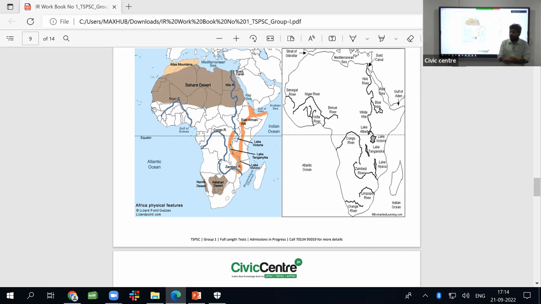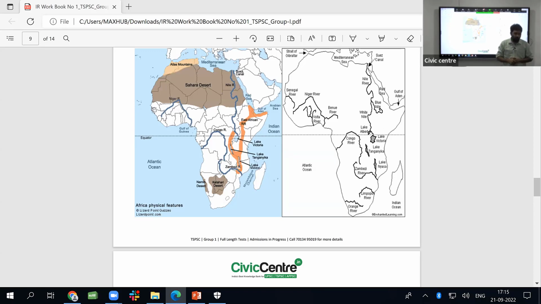Similarly, look at the Congo River. Very interesting facts. For geography faculty, Africa is very, very easy to teach. Is the equator cutting through the Congo twice? Now tell me, which river has been cut by the Tropic of Cancer twice in India? Mahi. Yes. Here, the equator is passing twice through the Congo.